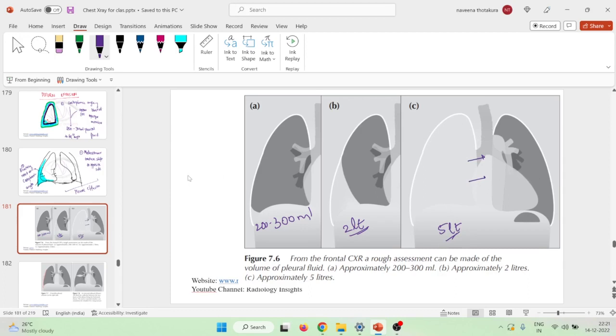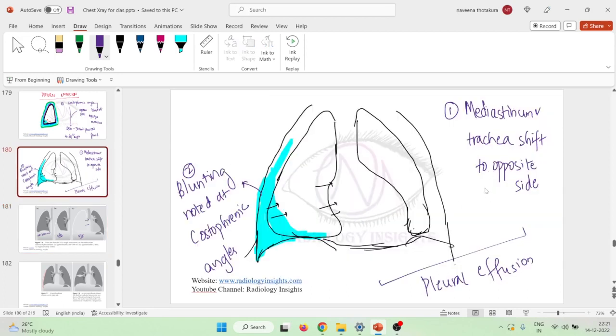Okay, so that is what we have seen here. The mediastinum and trachea will be pushed to the opposite side, and there is blunting of the costophrenic angles. Blunting of the costophrenic angles is noted.